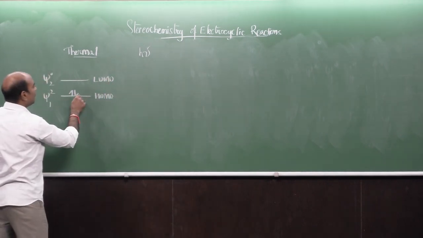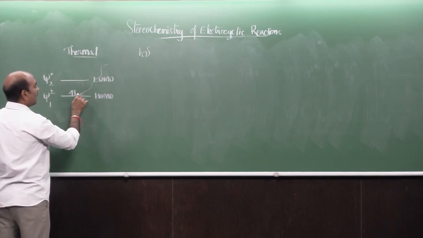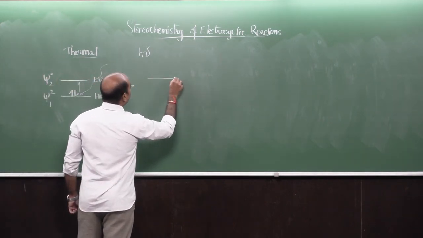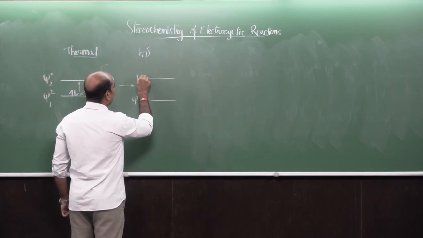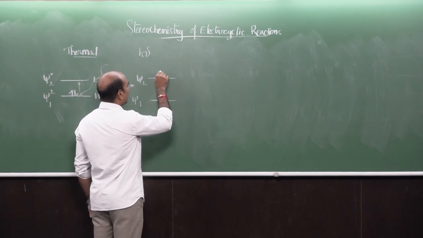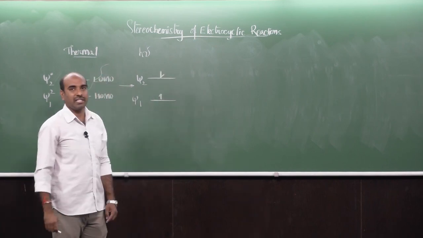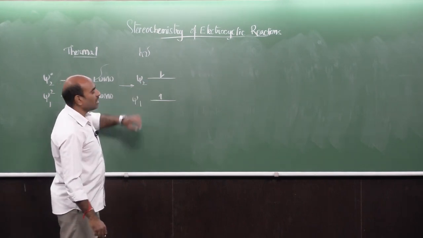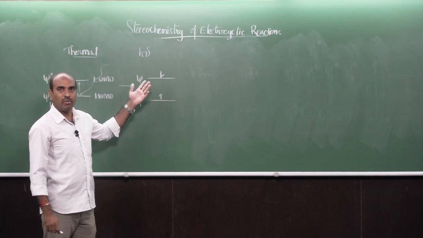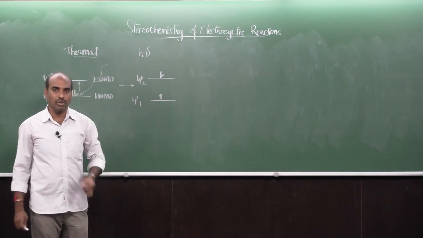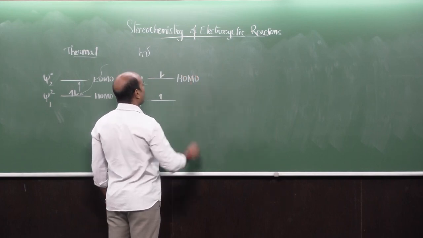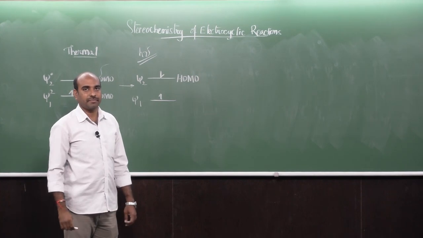You are irradiating this with light, and then it is going to the excited state. You will have the two molecular orbitals psi 1 and psi 2. But what happened to the electronic arrangement? One electron is in the ground state and the other electron has moved to the excited state. So now both molecular orbitals are occupied, and whichever has more energy when both are occupied is treated as the HOMO. Therefore, this becomes the new HOMO in the case of photochemical conditions.